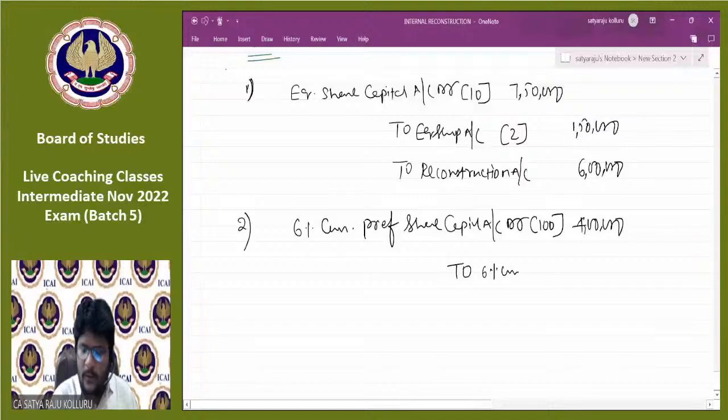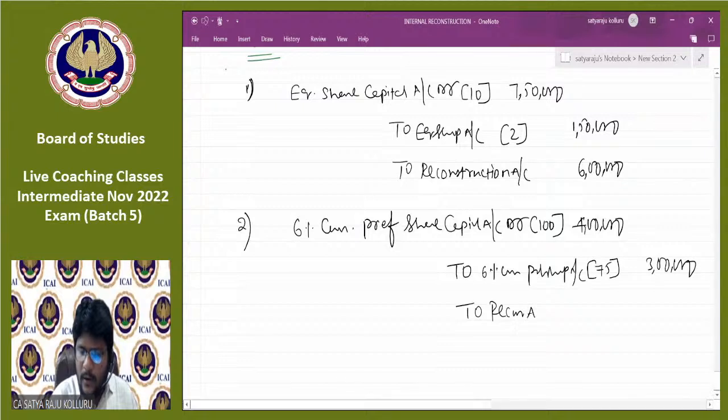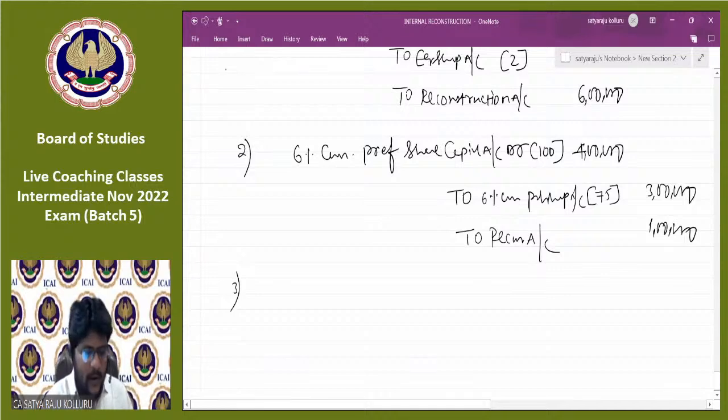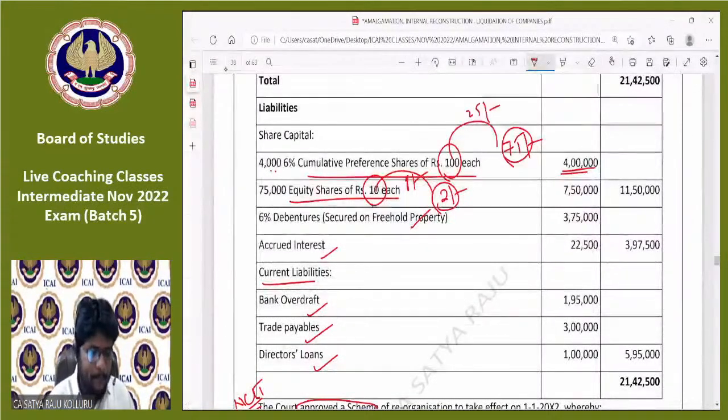To 6% cumulative preference share capital, reduce it to 75. 4,000 into 75, 3 lakhs. To reconstruction account, 1 lakh. Is it okay, guys? Next. Fine. Let me read the second point.